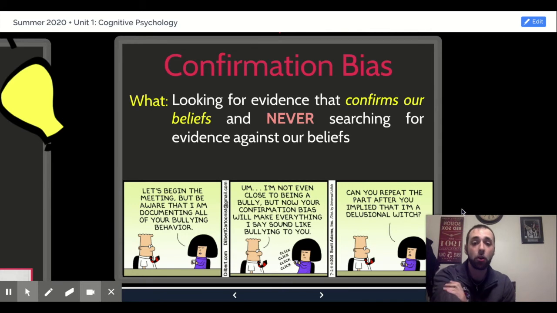So, for example, if you're looking at what college you want to go to, chances are you've been spending a lot of time looking at the great benefits of that college, only looking at the positives. Make sure to take a moment to look at the negatives to ensure that you're not falling victim to a confirmation bias.